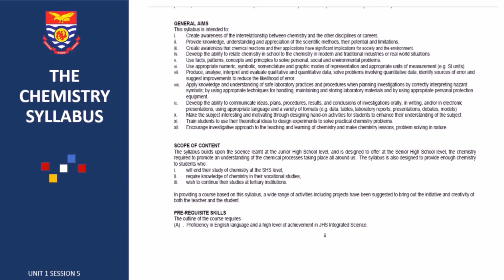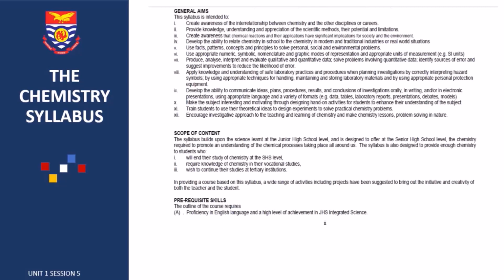The syllabus builds upon the science learned at the JHS level, and it is designed to offer at the senior high school level the chemistry that is required to promote an understanding of the chemical processes that are taking place all around us. The syllabus is also designed to provide enough chemistry to students who will end their study of chemistry at the SHS level, for students who will require knowledge of chemistry in their vocational studies, and also for students who wish to continue their studies at the tertiary institution.